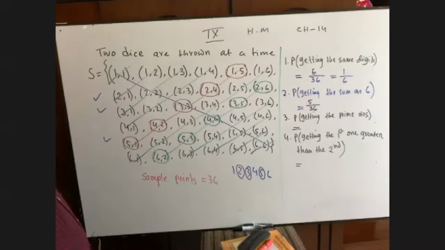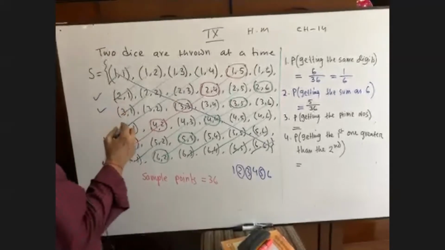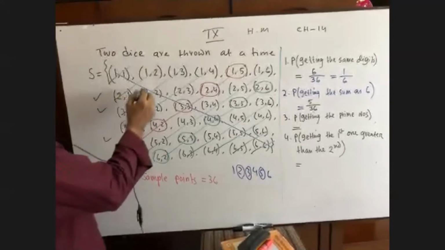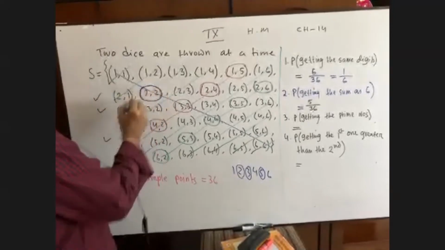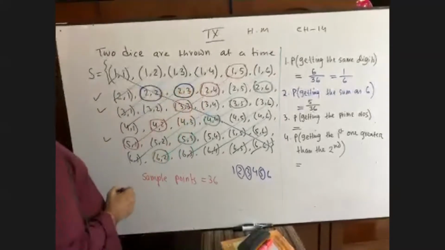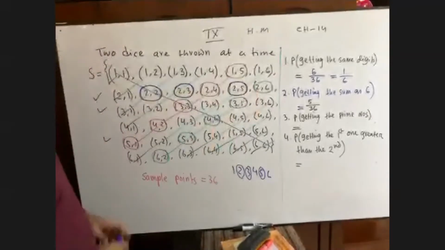Okay. So actually what is happening here? 1 is not a prime number. So we are getting this is a prime number, 2, 2. We are getting 2 and 3. We are getting 2 and 5. Now you find other prime numbers like this.